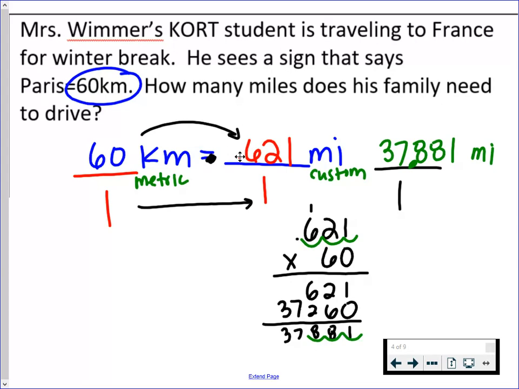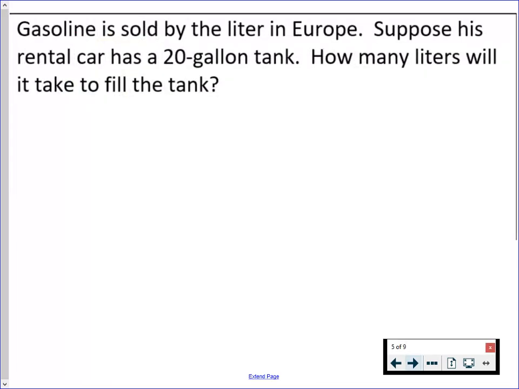Box number 2. While Alex is in Europe, he realizes gas is sold by the liter in Europe, but he's used to gallons. His dad is used to gallons. His mom is used to gallons. A 20-gallon tank is how many liters?